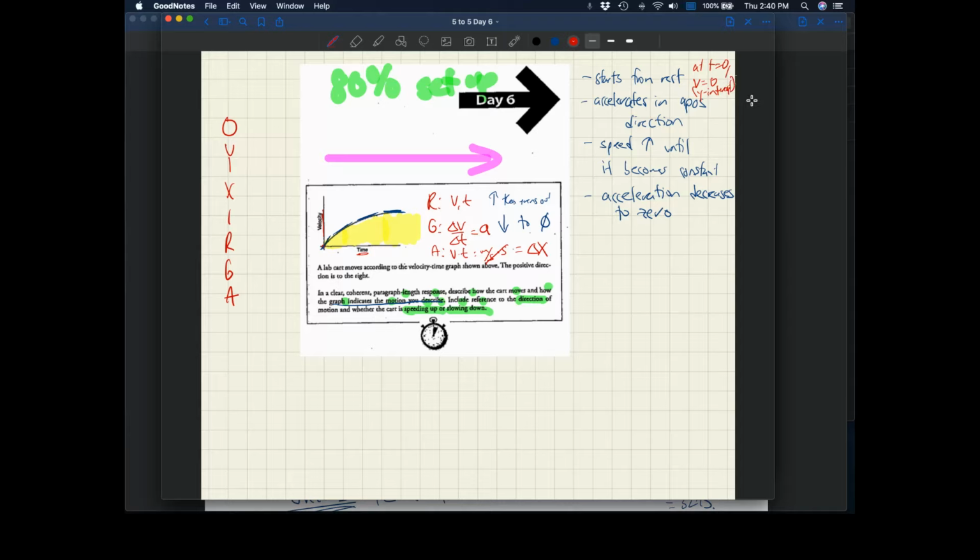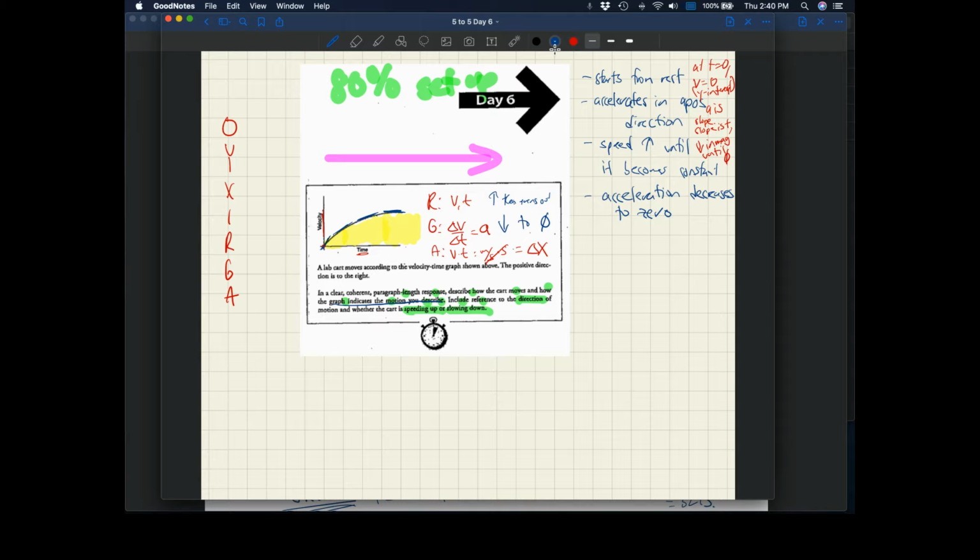It accelerates in a positive direction. Acceleration is the slope. Slope is positive, decreases in magnitude until 0. The speed increases until it becomes constant. Boom, so we've just explained that from both of those. The acceleration decreases to 0, which we've also explained. And we've said how it speeds up. So now we've done our work and said everything we want to say. And then it becomes a question of how to write this as succinctly as possible.